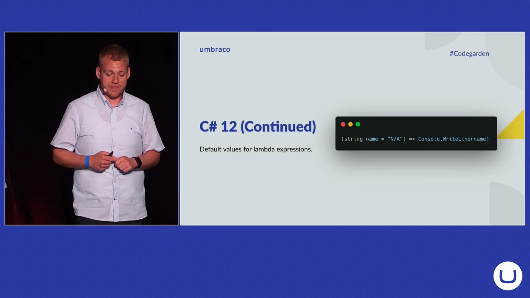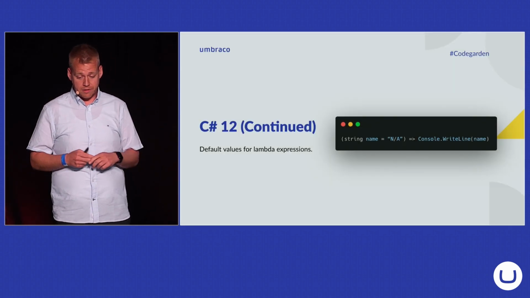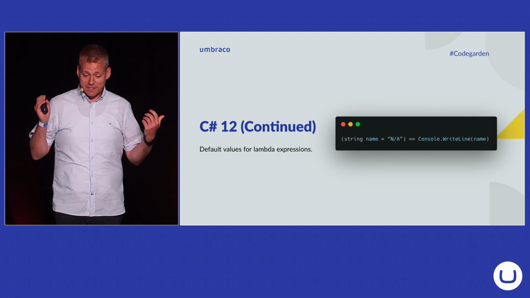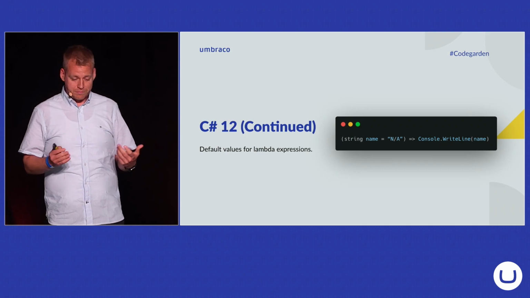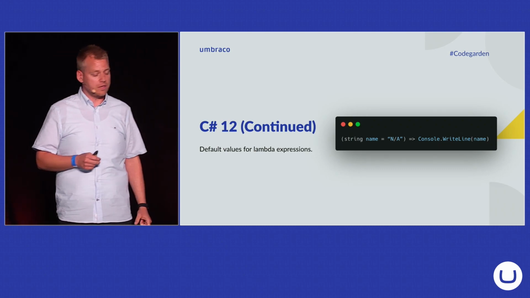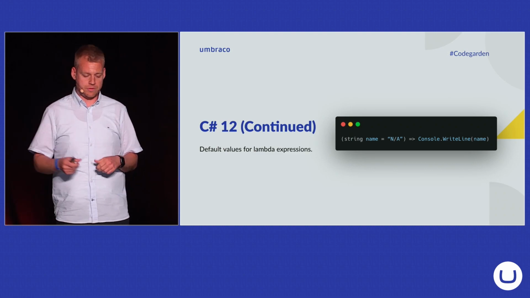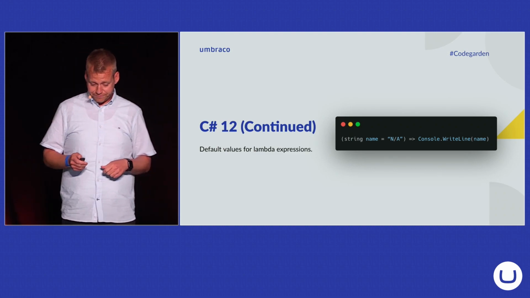Another feature that is super simple. It's called default values for lambda expressions, and it's a pretty good name, because it's what it is. So from C# 12 and forward, you can call your lambda expressions without specifying all the parameters, and they will fall back to the default value.